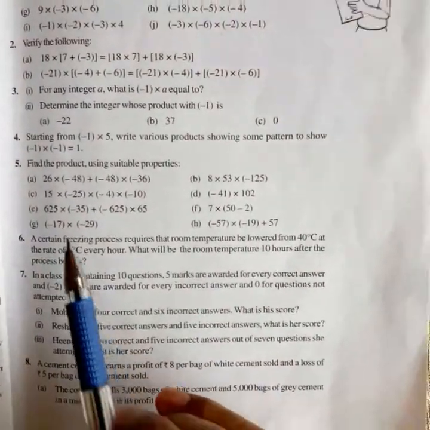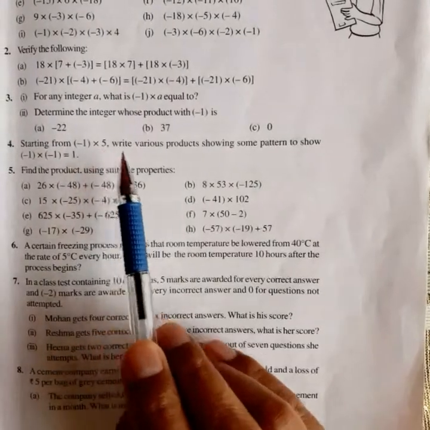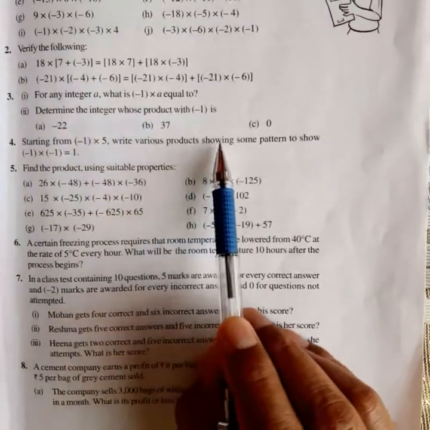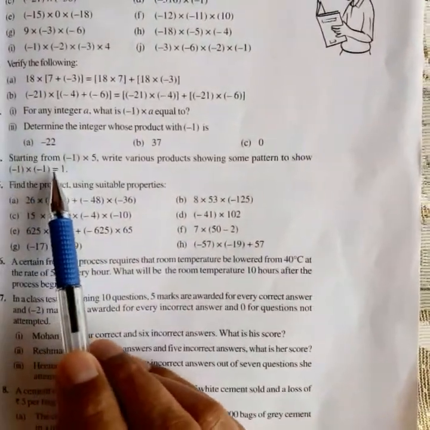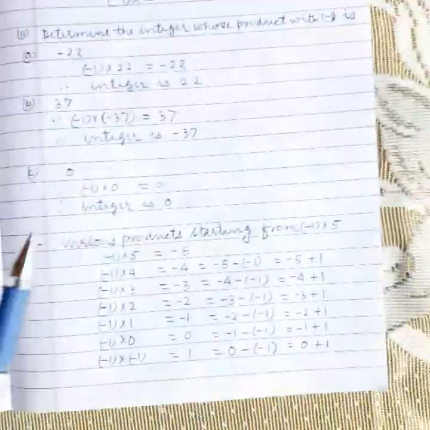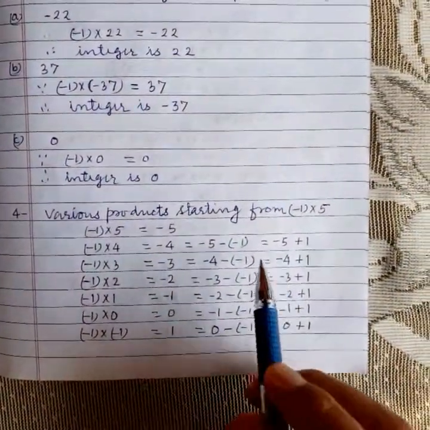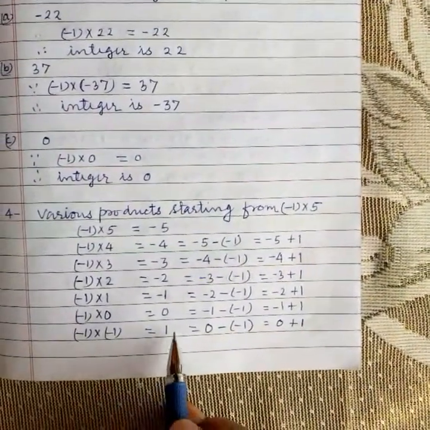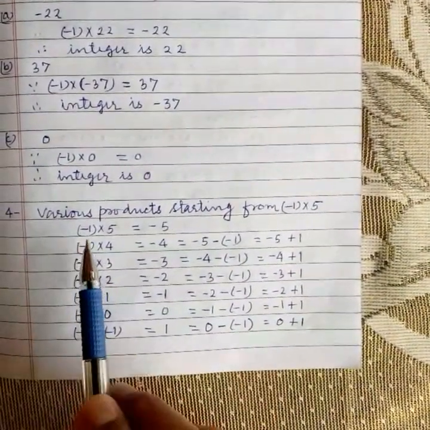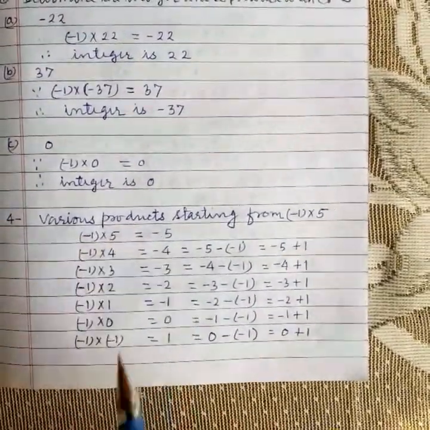In this question, starting from minus 1 into 5, write various products showing some pattern to show minus 1 into minus 1 is equal to plus 1. So for this, we have to write a pattern which proves minus 1 into minus 1 is equal to plus 1. For this, we will start from minus 1 into 5. Minus 1 into 5, this is minus 5.